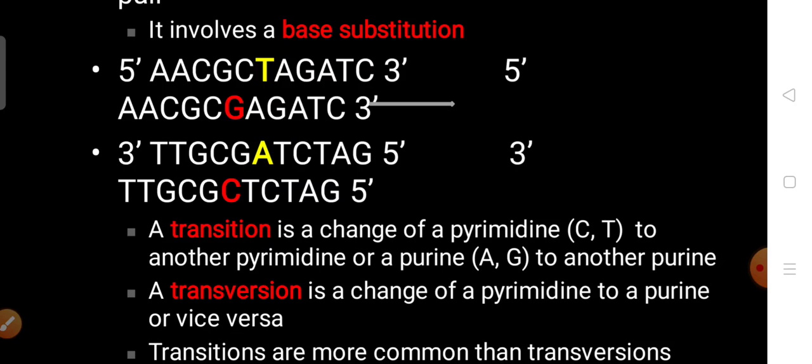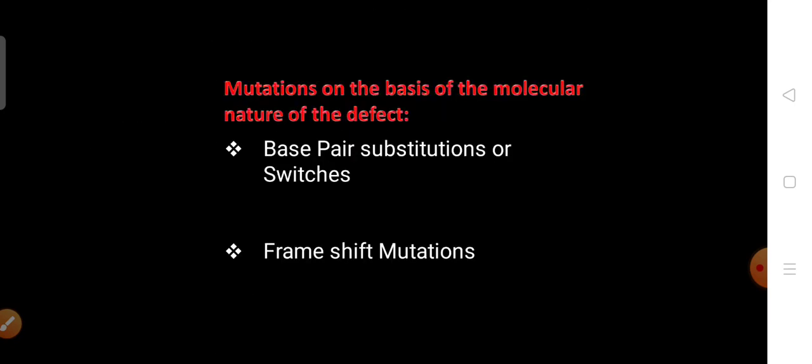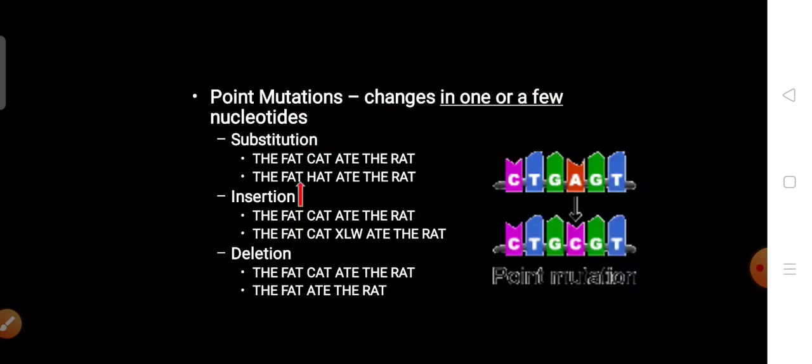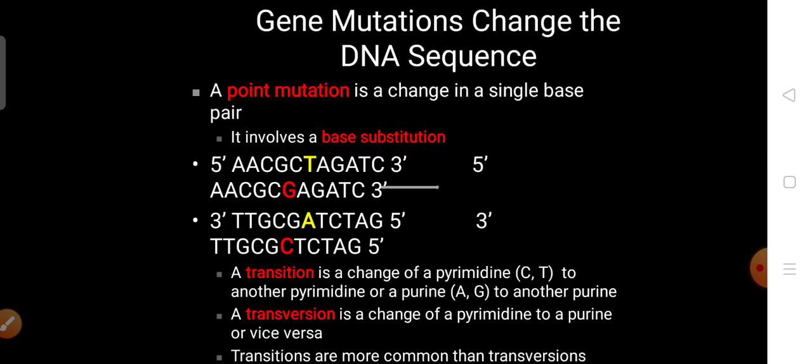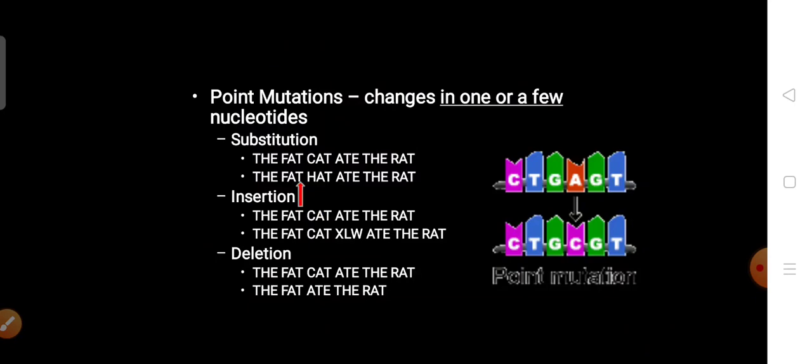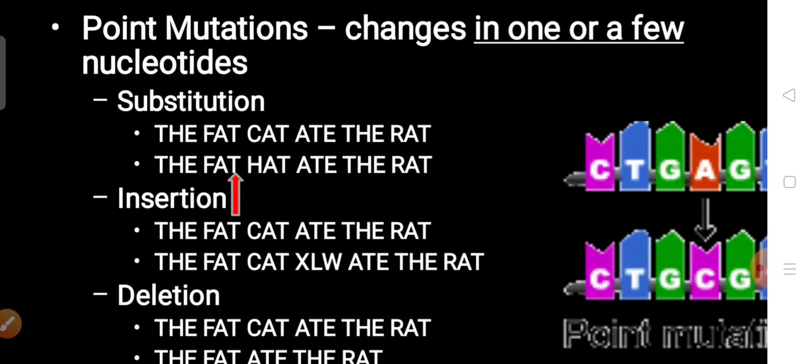So these are the two different types of base pair substitution, transition or transversion. But out of the two, transition mutations are more common than transversion. So I hope you understood what is a transition type of mutation and what is a transversion type of mutation. So if you look at an example of a point mutation, a change in one of the nucleotides.